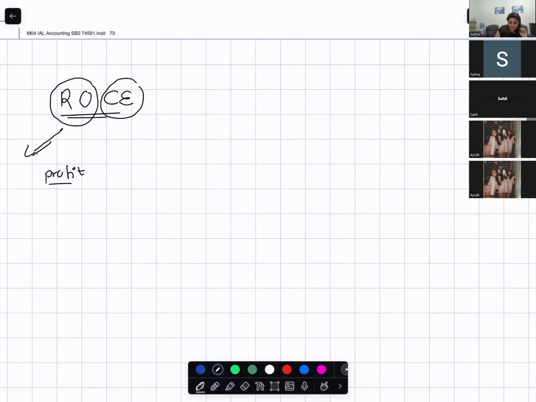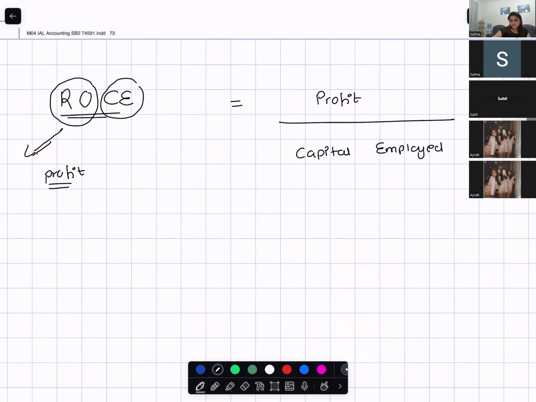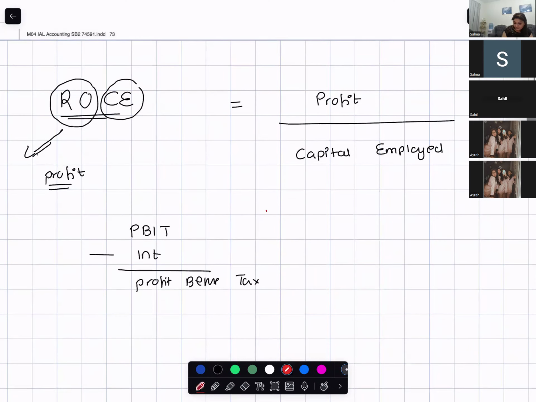Okay, tell me, when I am calculating return on capital employed, I want the profit that I am getting on the capital employed. So I will take which profit? The profit that is before interest or the profit that is after interest? Before. You have profit before interest minus interest, you have profit before tax. So why do you take this profit when you are calculating your return on capital employed?